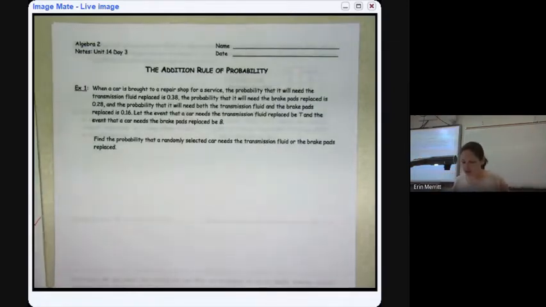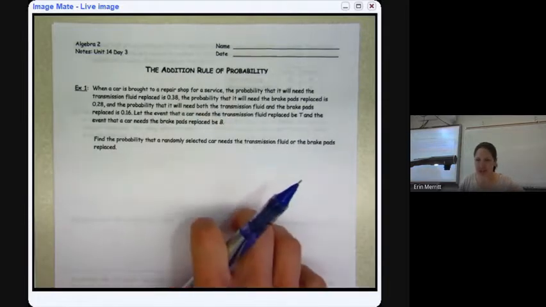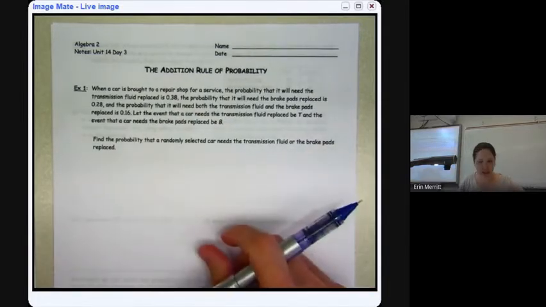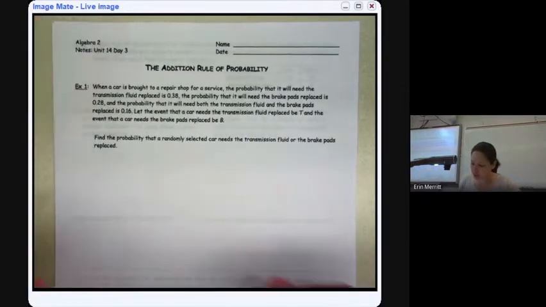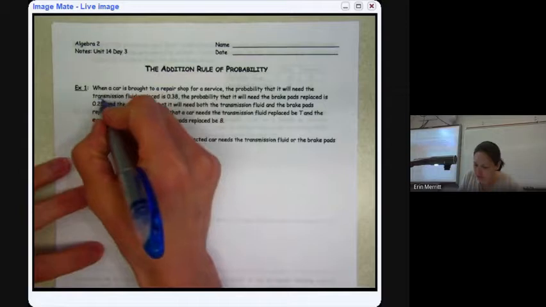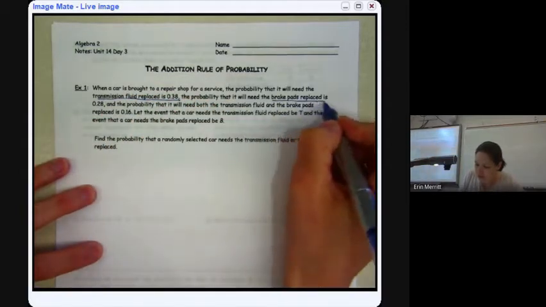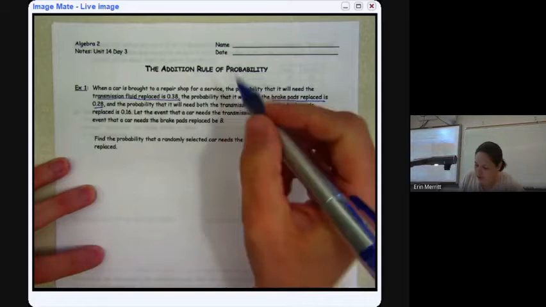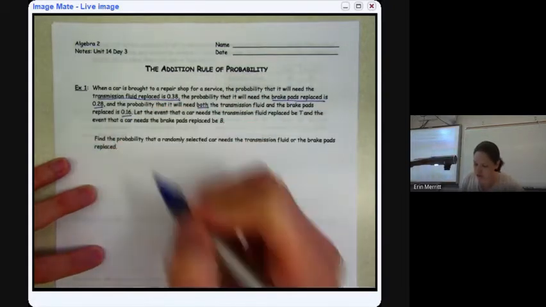It is day 3 of probability, and we are looking at the addition rule. So the first example will give us an idea of how this is going to break down, and it's great review. When a car is brought to a repair shop for service, the probability it's going to need transmission fluid is 0.38. The probability it's going to need brake pads is 0.28. The probability it's going to need both the transmission fluid and the brake pads is 0.16.